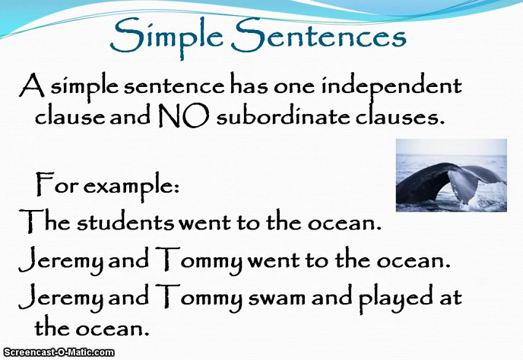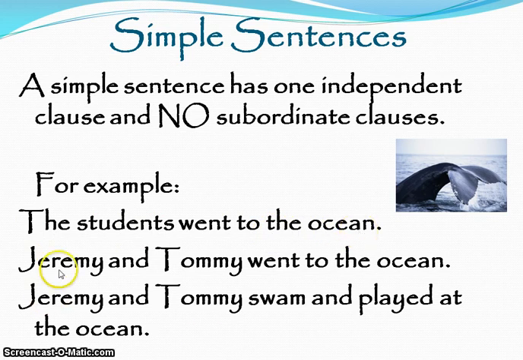So the first kind of sentence we're going to look at are simple sentences. These are sentences that have one independent clause. They won't have any subordinate clauses in them at all. Look at these examples with me. The students went to the ocean. The students, there's your subject. Went is your verb. Notice there are no clue words beginning a subordinate clause later on or earlier in the sentence. This is an example of a simple sentence.